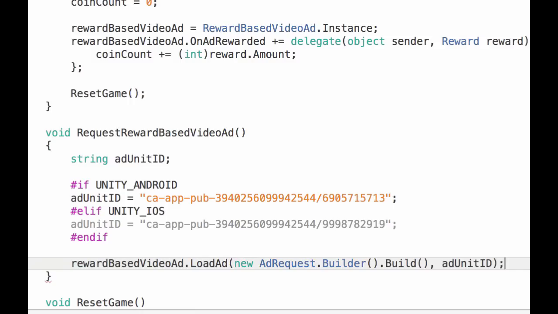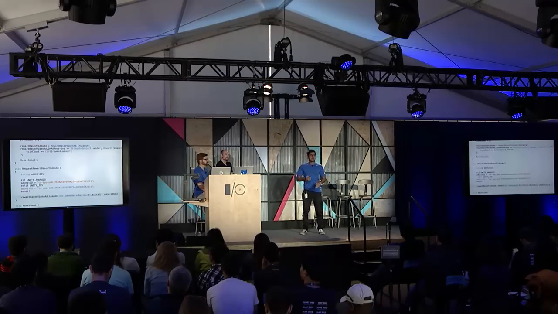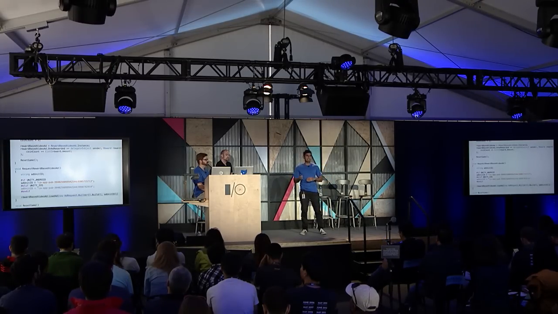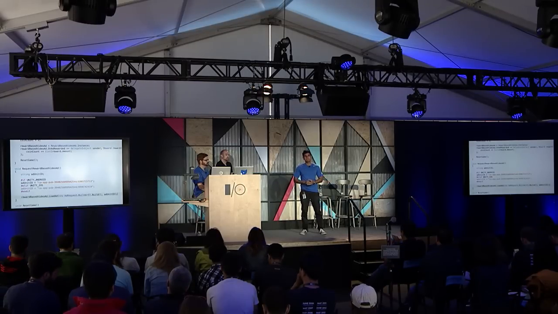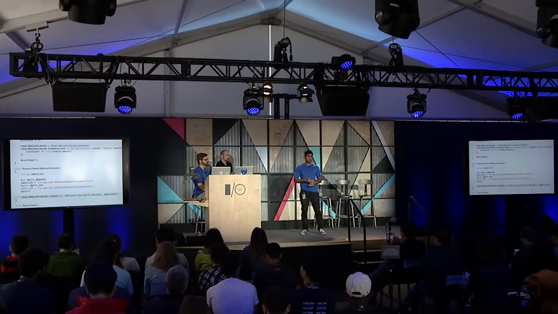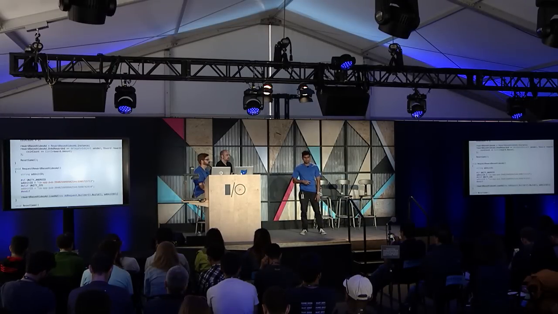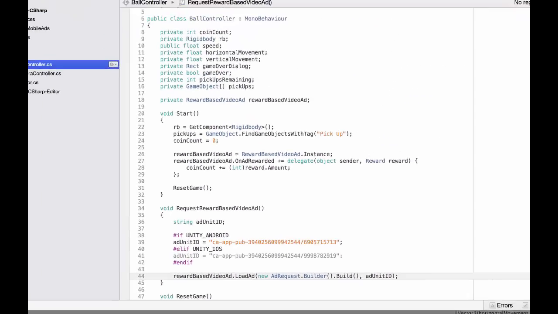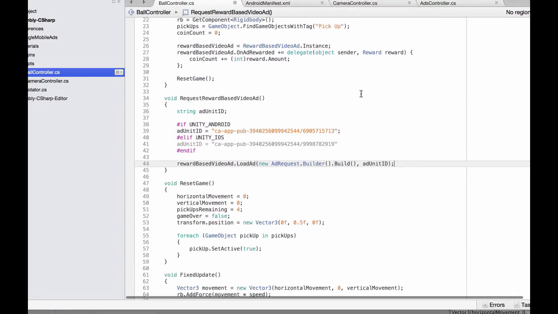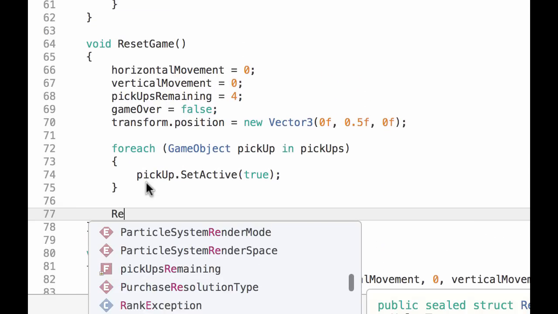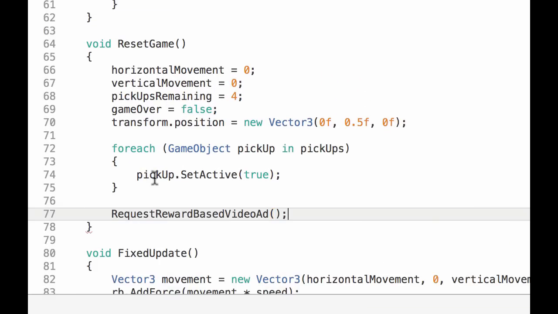So by virtue of being videos, rewarded videos are larger and require more time to download than ad formats such as banners or interstitials. So it's always best practice to make these requests as early as possible, ideally at app launch. In our case, we will be adding our ad requests to our reset game method. This means every time we start a new game, at the beginning of the game, we'll request a reward-based video ad.